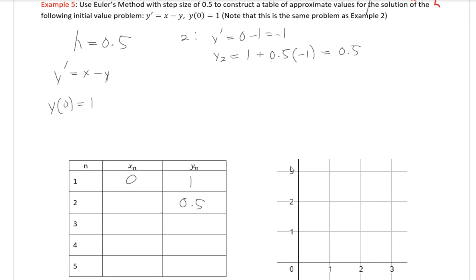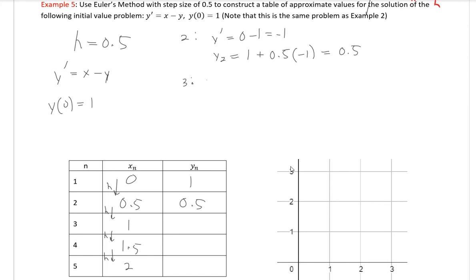Now what about our x points? Well, our x points are all defined by the step. So 0 plus h, which h was 0.5, gives us 0.5, plus another h gives us 1, plus another h gives us 1.5, plus another h gives us 2. So the x value should be easy. The y values are the ones that take a little bit.